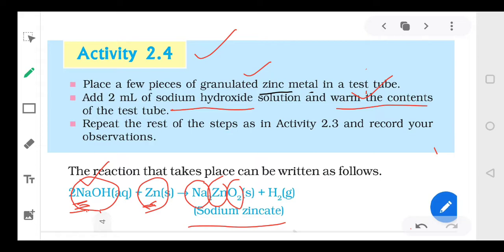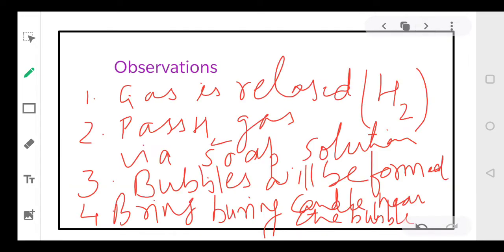It will result in the formation of sodium zincate and hydrogen gas will be released, and we can test the presence of this gas with the help of the activity that we have done. We know that a gas is released and that gas is hydrogen gas. We'll pass the hydrogen gas through soap solution. Bubbles will be formed. We will bring a burning candle near to the bubble and the candle will burn with pop sound. This pop sound is particular for hydrogen gas only.